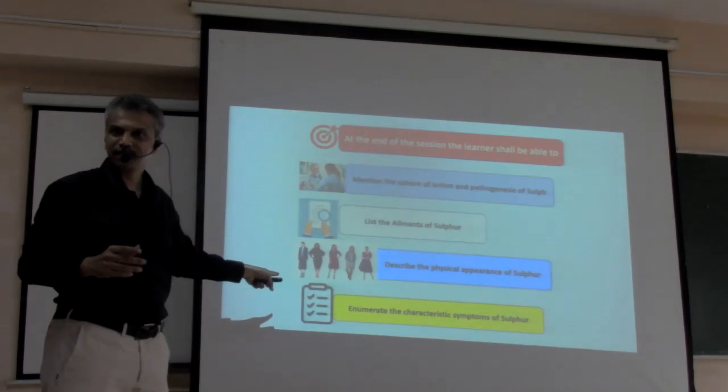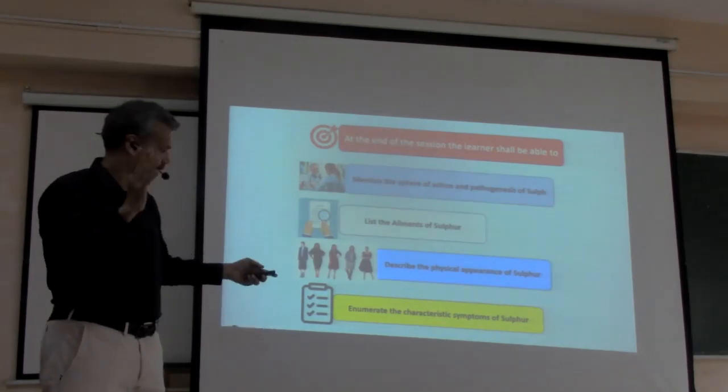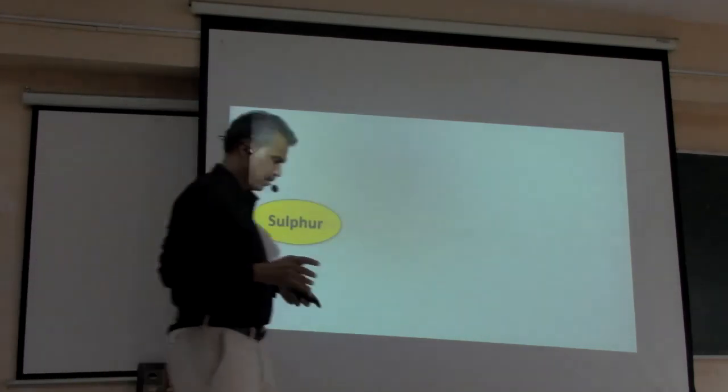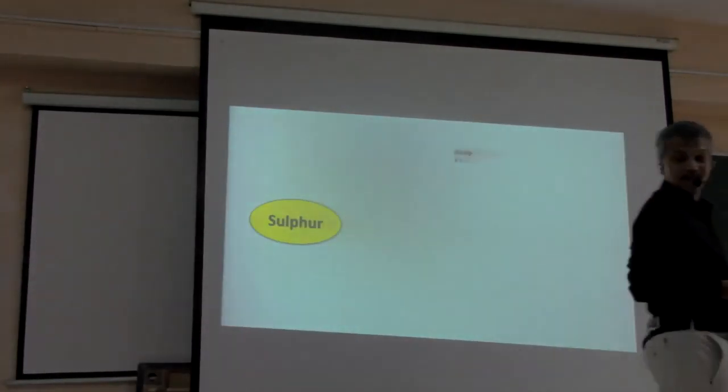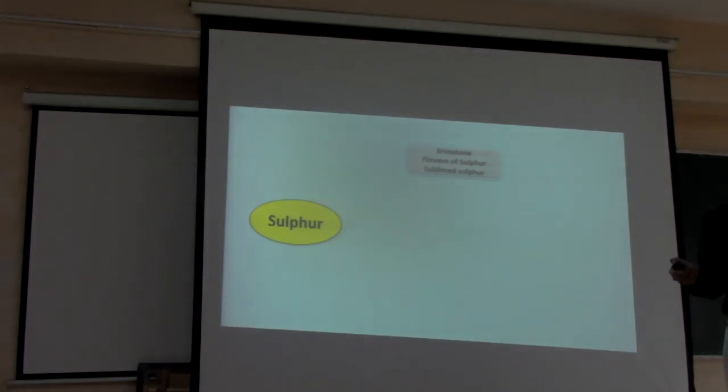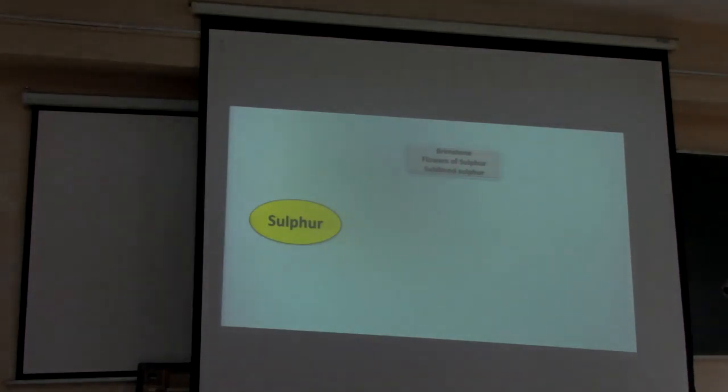So 4 objectives for today's class, and hope the objectives are clear. Sulphur is the remedy I am going to discuss, and this being a CBDC class, every point can turn into an MCQ. Okay? So brimstone, flowers of sulphur, sublimed sulphur are 3 common names of sulphur. Okay? And this can also be an MCQ.